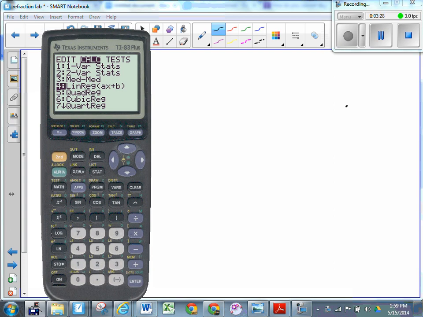Press enter. Press enter again. We're not going to see the graph, but we are going to see the equation from the graph. Y is equal to ax plus b. We usually say y is equal to mx plus b, right? Same thing. They're just calling the slope a instead of m here. What's the slope of this graph? 4.17.